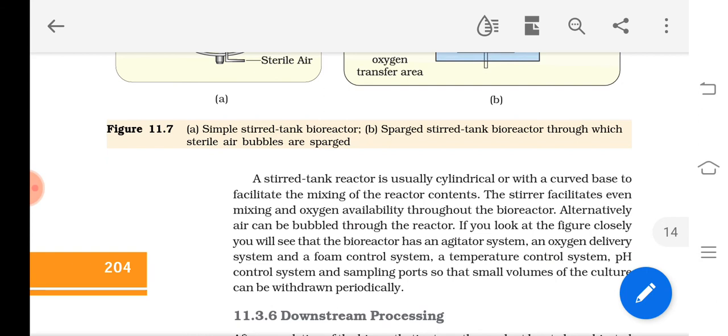an agitator system, which helps in the stirring of the materials, then an oxygen delivery system to deliver the oxygen, then a foam control system, so the foam which is produced due to the process can be removed or controlled, then a temperature control system, pH control system, and sampling ports for taking out small volumes of the culture. Okay, so all this will be there in the bioreactors.